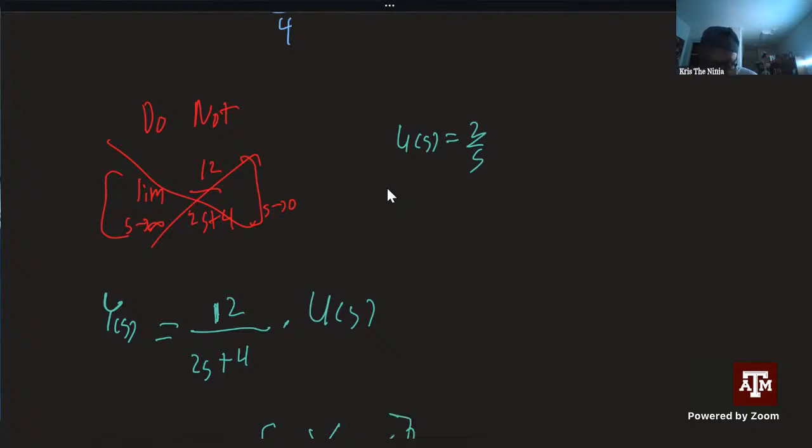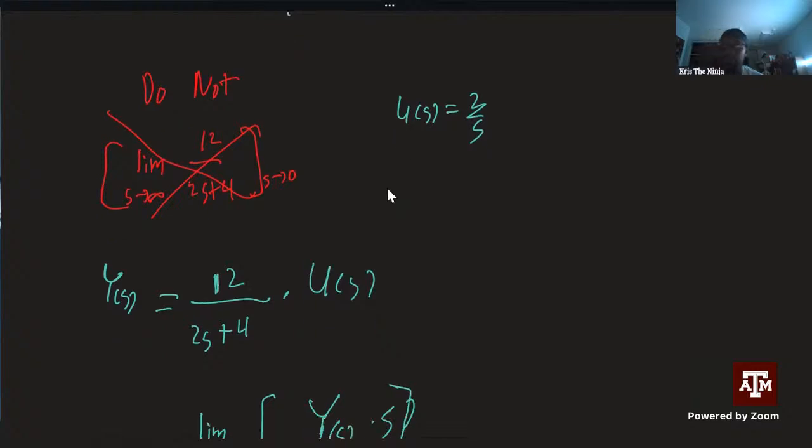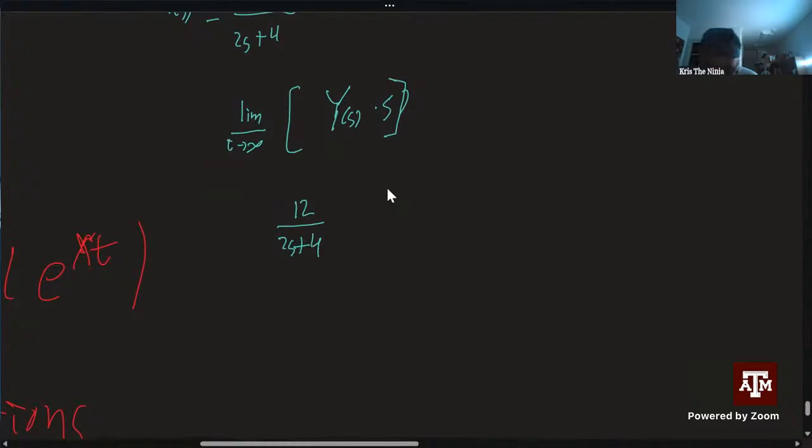That would give us 12 over 2s plus 4. I need to scroll down. I'm sorry, 12 over 2s plus 4 multiplied by 2 over s times s. Well, this s and this s cancel, so we just have now 24 over 2s plus 4.